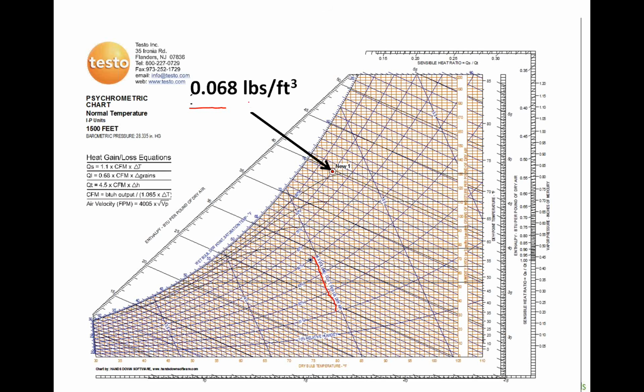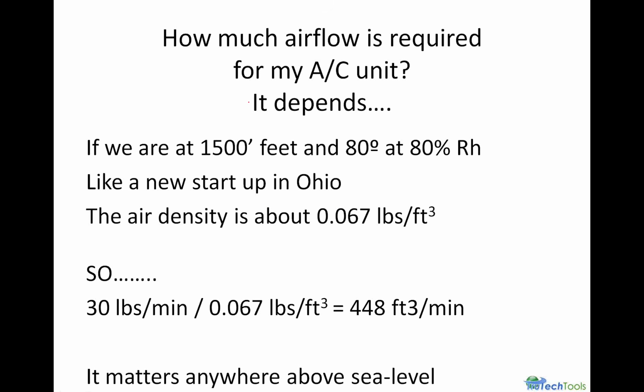Now, we talked about earlier that standard air was 0.075. So let me show you what this changed for us. So we're at Ohio at 1,500 feet at 80 degrees and 80% relative humidity. We're actually going to need more airflow than our nominal airflow. And if you were at the earlier webinars, we talked a little bit about mass flow rate, but 30 pounds per minute divided by 0.067, our nominal CFM now would actually turn to about 448 CFM per ton.